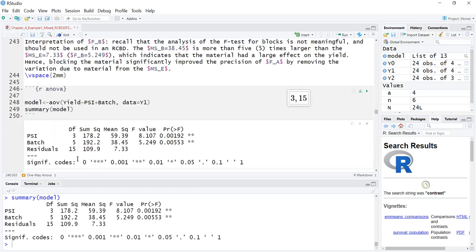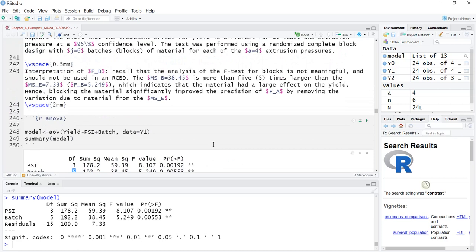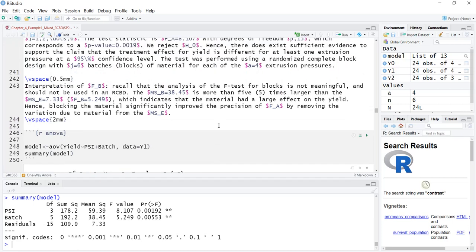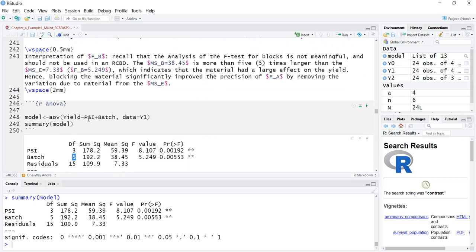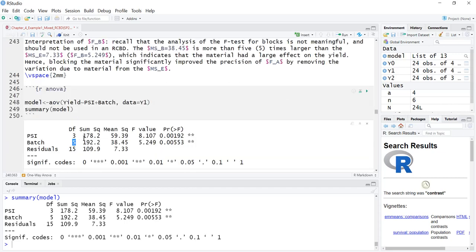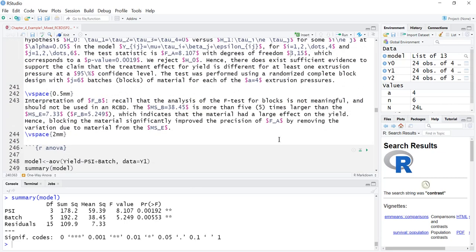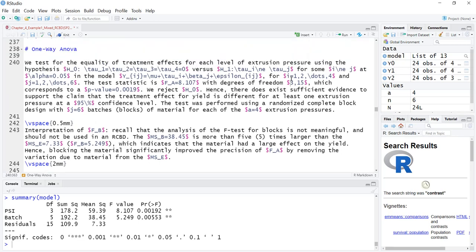If you end up with 1 degree of freedom here, you've got a problem, and you'll probably end up with 1 here too. That means you didn't make them factor levels, and those results are garbage. Okay, so you need to make sure that the PSI and the batch are both factor levels. That way you get the correct degrees of freedom here, all right, instead of just 1. All right, 3 and 15 corresponds to a p-value of 0.0019.